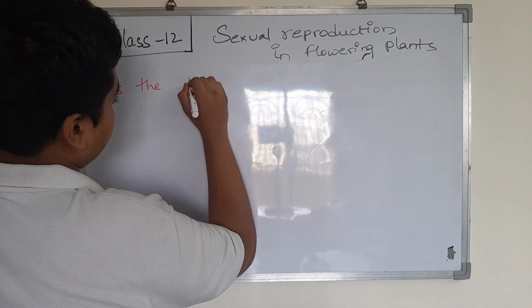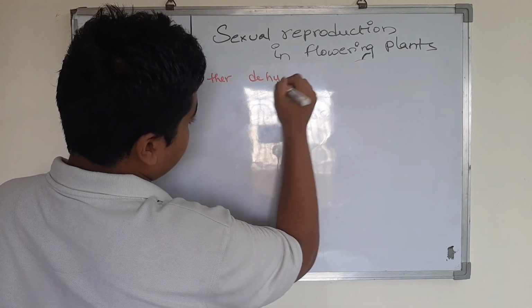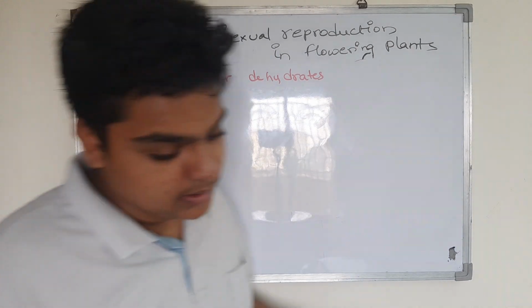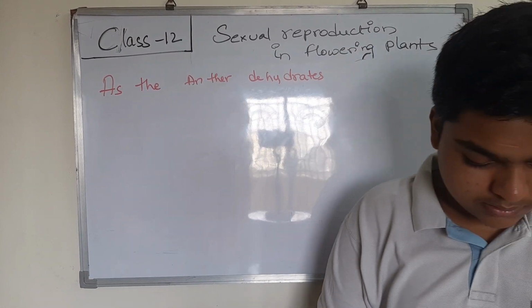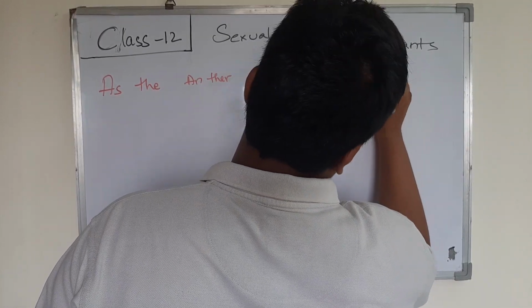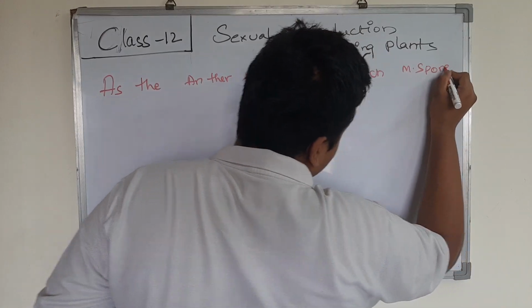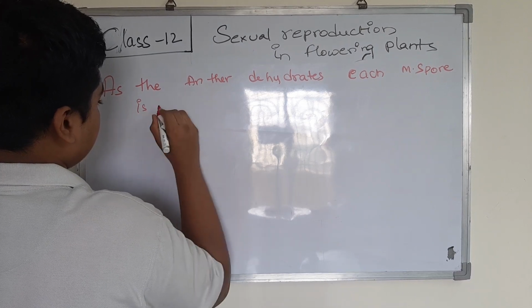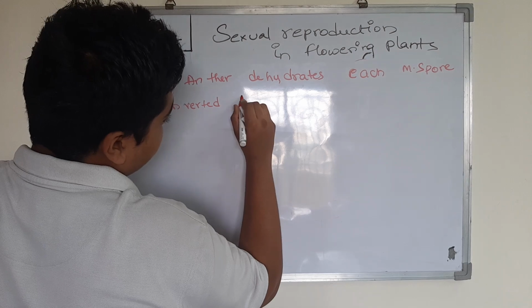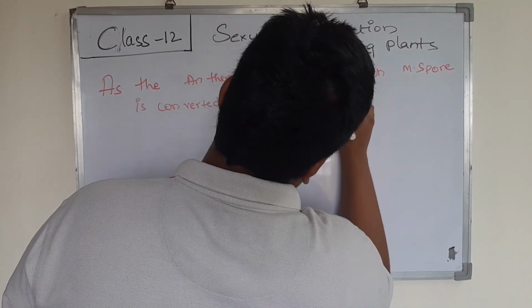As the anther dehydrates, each microspore is converted into a pollen grain.